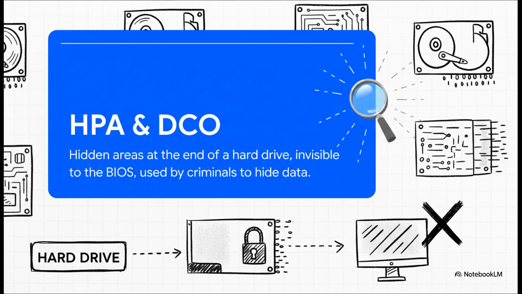They're called the Host Protected Area, or HPA, and the Device Configuration Overlay, or DCO. The best way to think of these is like a false bottom in a drawer. They're sections of the drive that are literally made invisible to the computer's basic control system, the BIOS. Now, manufacturers might use them for stuff like recovery data, but a clever criminal can use them to hide all sorts of incriminating files.